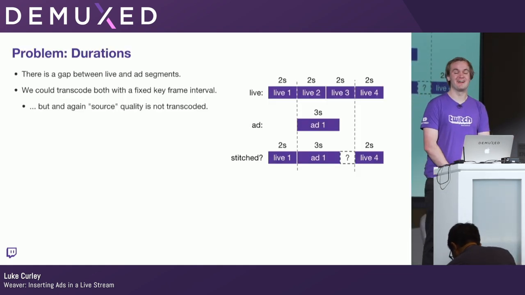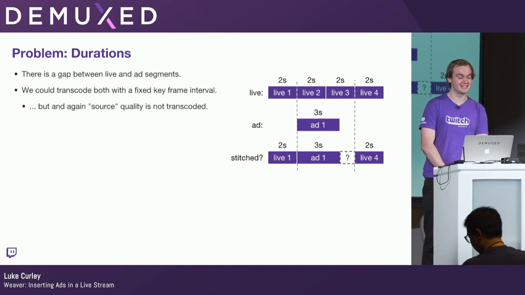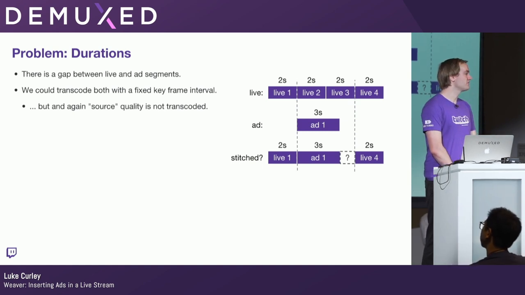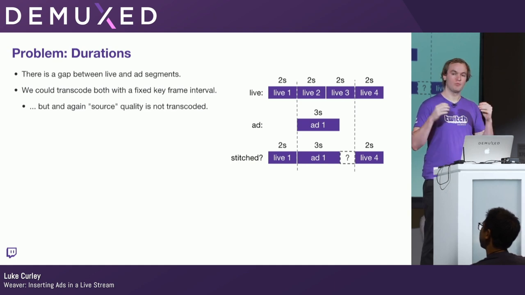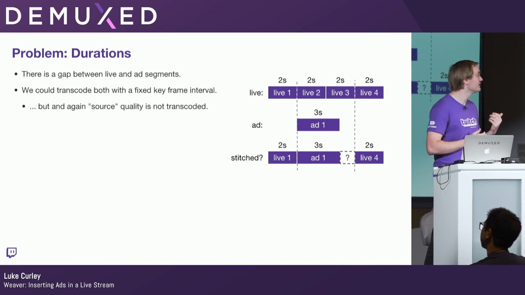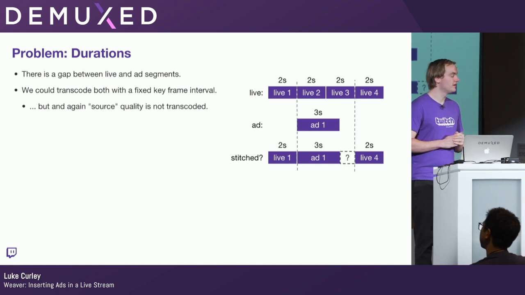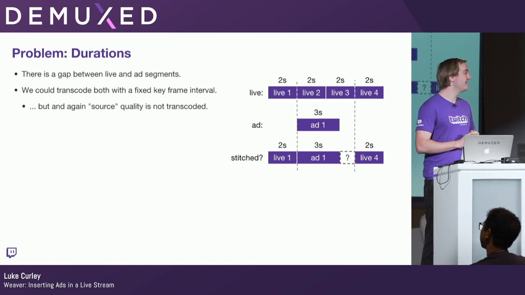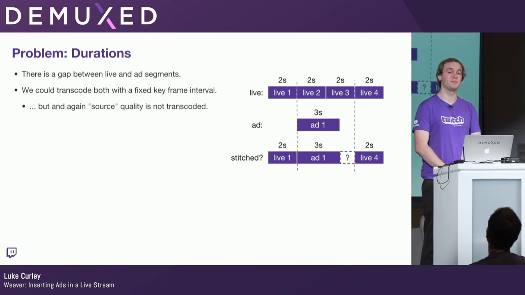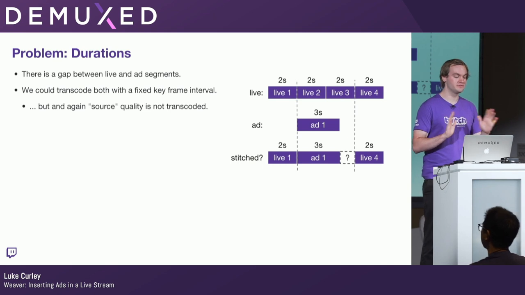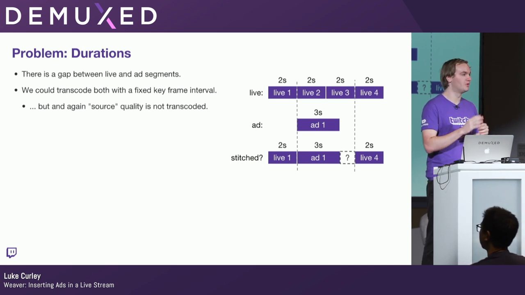Next problem are durations. Now, this is actually the big one. We didn't think of this when we were going through it, but it turns out when you have a live stream, such as every 1 second, or in this example, every 2 seconds, there's a segment, and you have an ad that's not quite the same length, you start having issues when you actually come back from the ad. So ad start is fine. You just put the ad whenever you want.